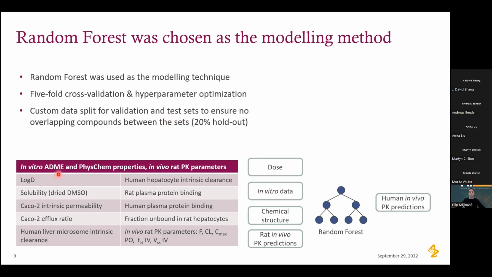To the bottom, you can see the in vitro ADME and physchem properties that we have used, as well as the in vivo rat PK parameters, and these are very typical for the early stages of drug discovery. So they overall assess the lipophilicity, the solubility of the compounds, permeability of the compounds, and also metabolic clearance in vivo. So all these features, either separate or in combination, were used to build the models and to predict 12 PK parameters.